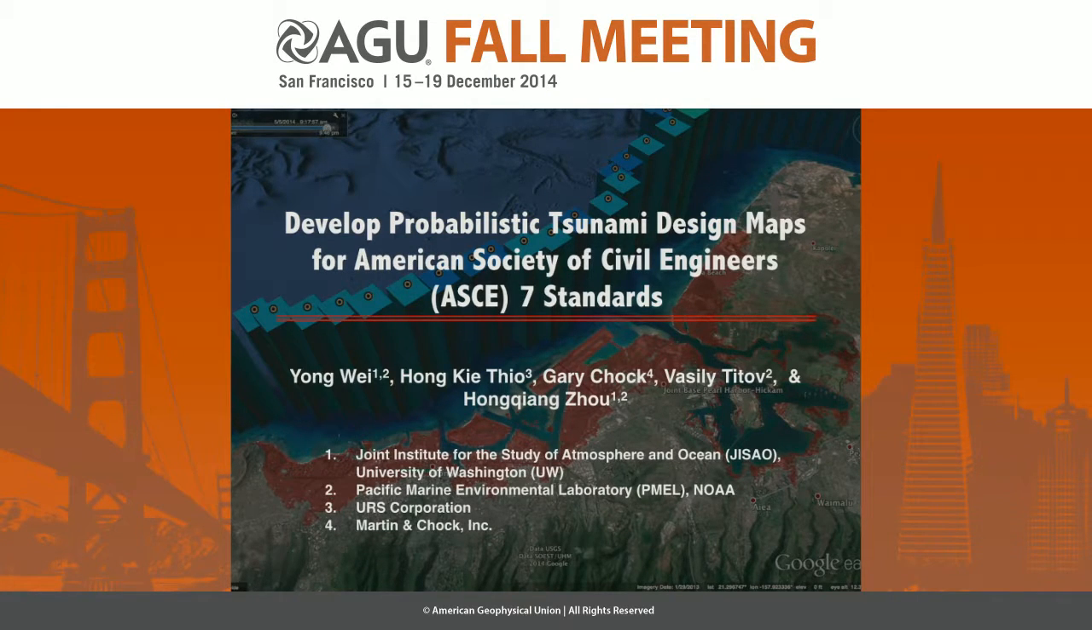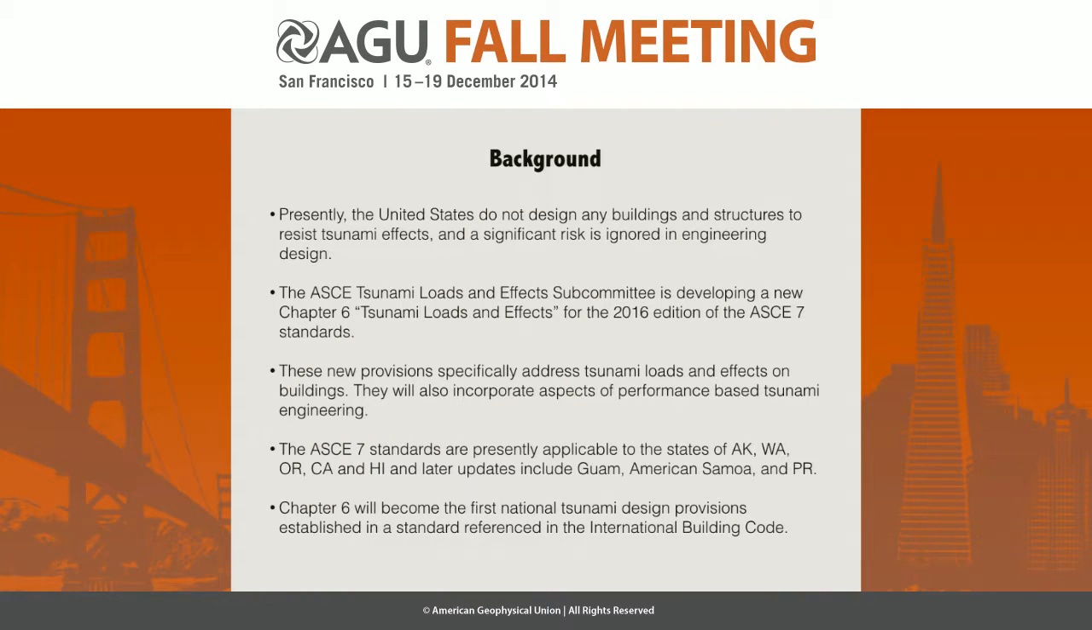In this talk, I'm going to report some ongoing efforts to develop probabilistic tsunami design maps for the American Society of Civil Engineers for their upcoming ASCE 7 standards. So it's just some background. Right now, in the United States, there's no design criteria for any buildings or structures to resist the tsunami effects. And such a significant risk is normally ignored in the engineering design.